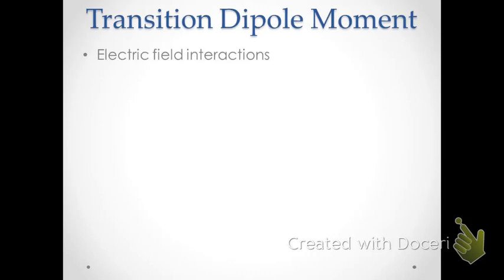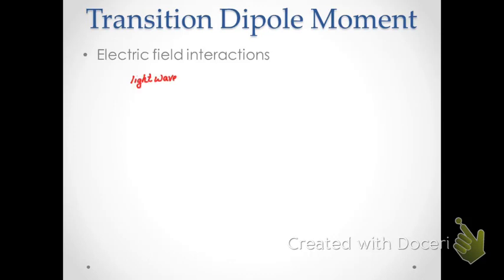It turns out for most types of spectroscopies that are used by chemists, the most important is the electric field component. There are exceptions. For example, nuclear magnetic resonance spectroscopy involves an interaction dominated by the magnetic field component, but the ones we're going to be talking about right now are those dominated by the electric field component.